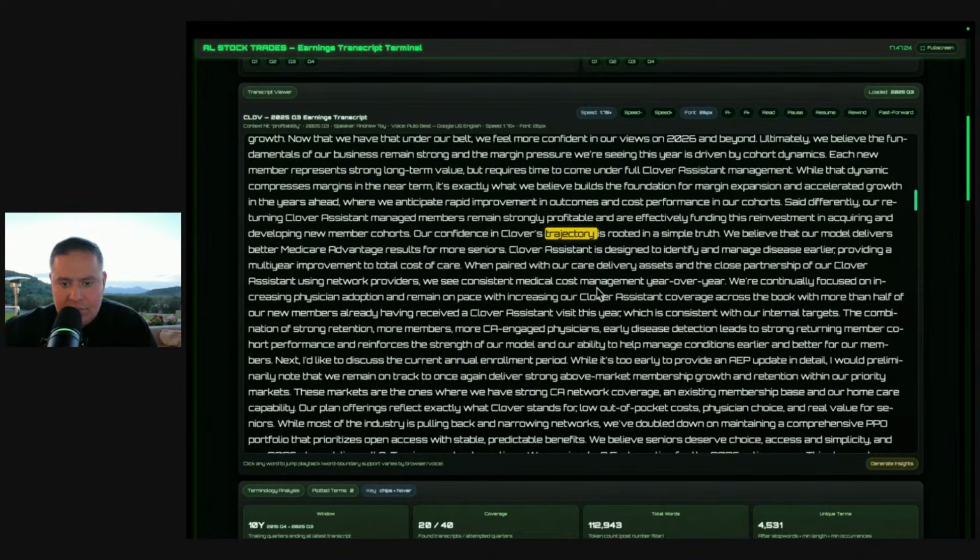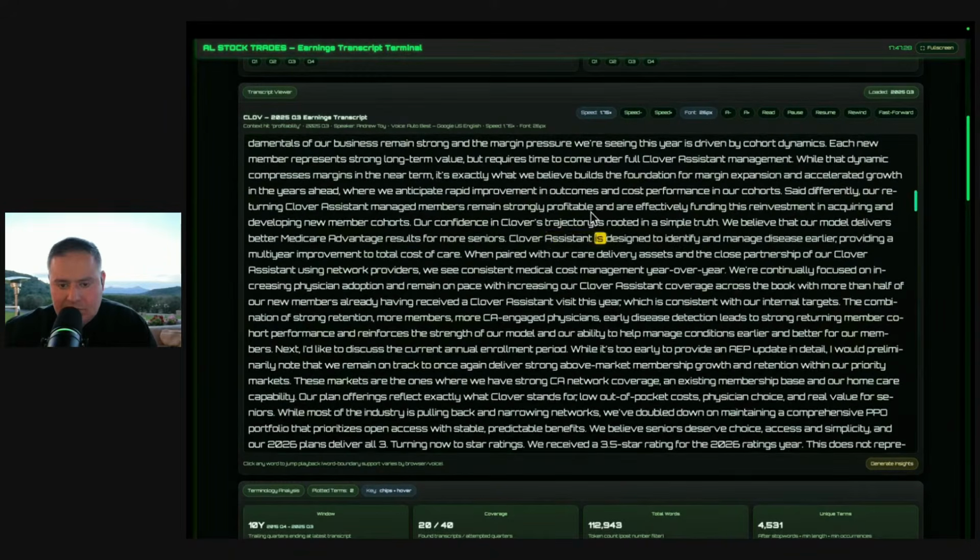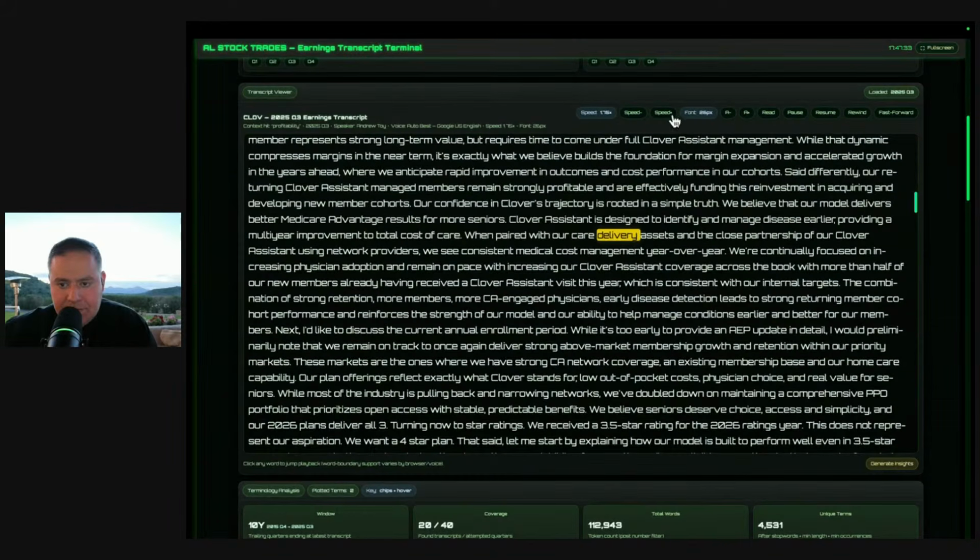Our confidence in Clover's trajectory is rooted in a simple truth. We believe that our model delivers better Medicare Advantage results for more seniors. Clover Assistant is designed to identify and manage disease earlier, providing a multi-year improvement to total cost of care when paired with our care delivery assets and the close partnership.